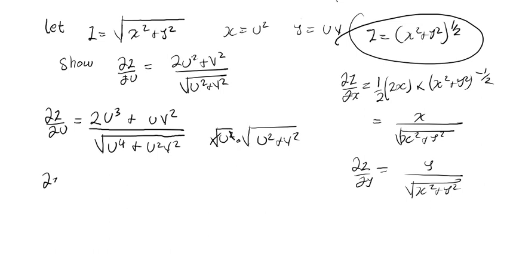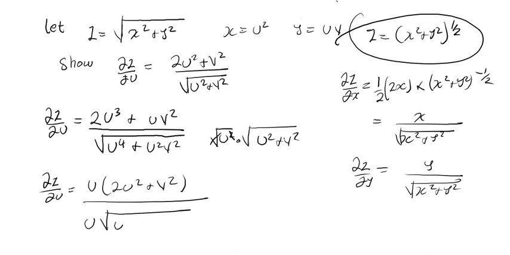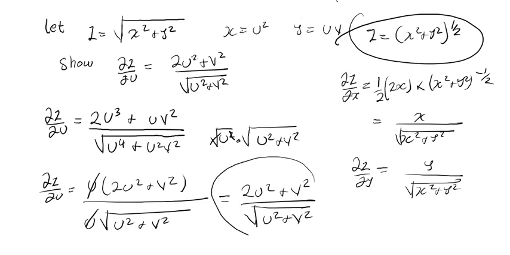Hence, we can write the partial of z with respect to u is equal to, we remember we factored out a u outside, that would be u times 2u squared plus v squared, like that. Divided by, we have this u that we have outside, multiplied by the square root of u squared plus v squared. So this goes and that goes, and this just turns out to be 2u squared plus v squared divided by the square root of u squared plus v squared. This and that are the same, hence we have shown. And that's simply how you go about solving that question on partial derivatives. Thank you very much for watching.